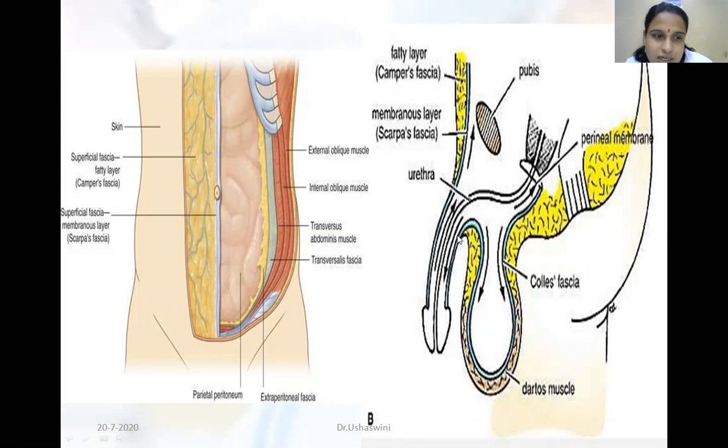The superficial fascia, Camper's fascia, continues as dartos muscle in the scrotum, and the superficial membranous layer continues as Colles fascia in the scrotum. This is what you have to remember.